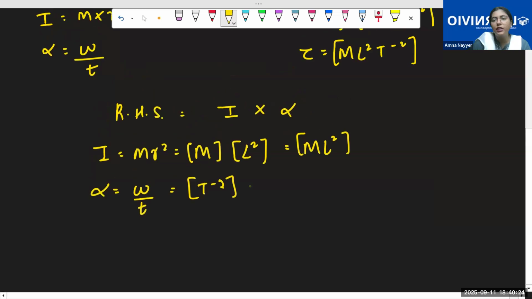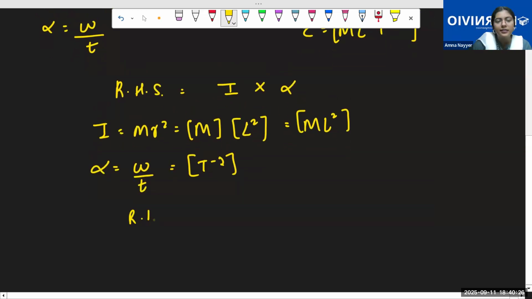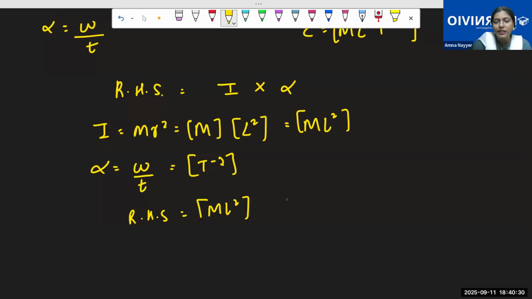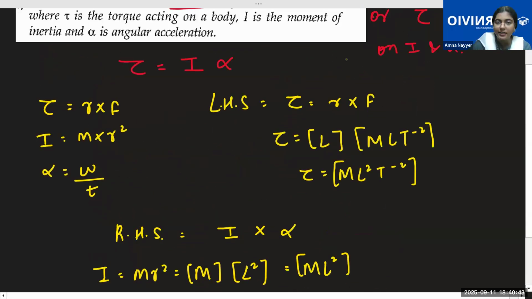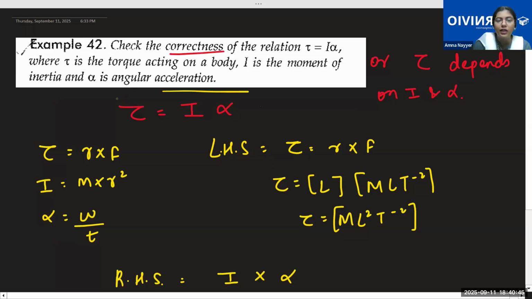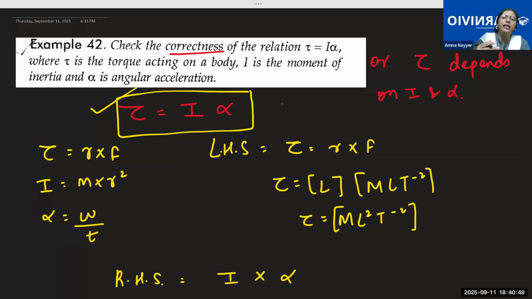So see, when we put in all the things, on the RHS, I is ML square into T to the power minus 2. That is equal to ML square T to the power minus 2. Look, LHS and RHS are the same. So we say the formula is consistent. Consistent in the sense that yes, this formula tau is equal to I alpha is correct. So likewise, you can check any formula whose relation you have to write.